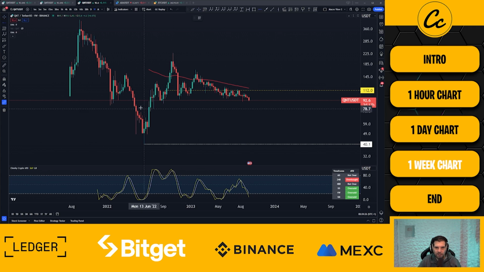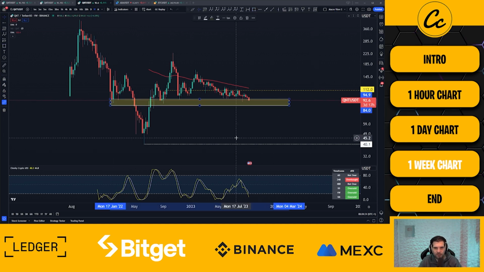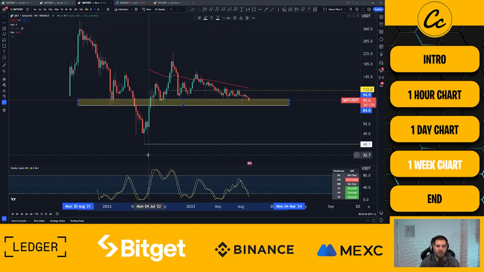But there are some areas of good support that we need to be very mindful of, and I'll draw those in right in here, and I'm going to draw it straight across. You can see that we're right in it right now. Okay, so this is the area. It's basically between $84 and $94.9. This is previous resistance that was then, previous support that was lost. We moved up and we turned it into support.